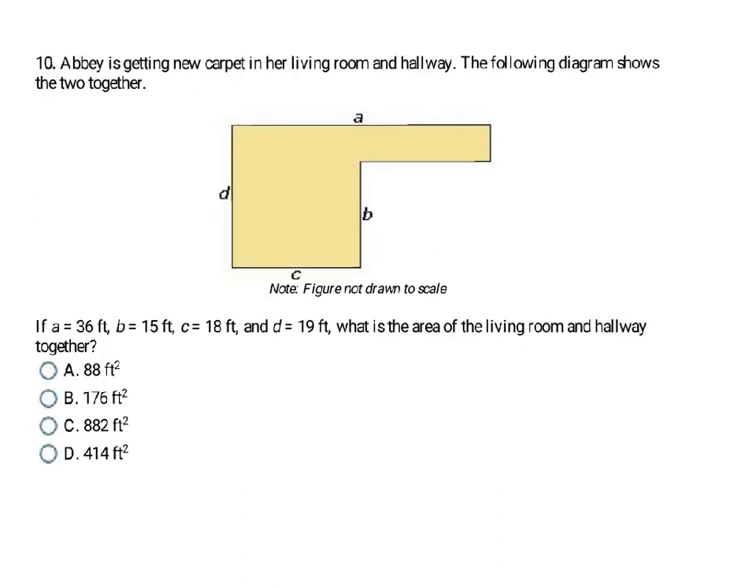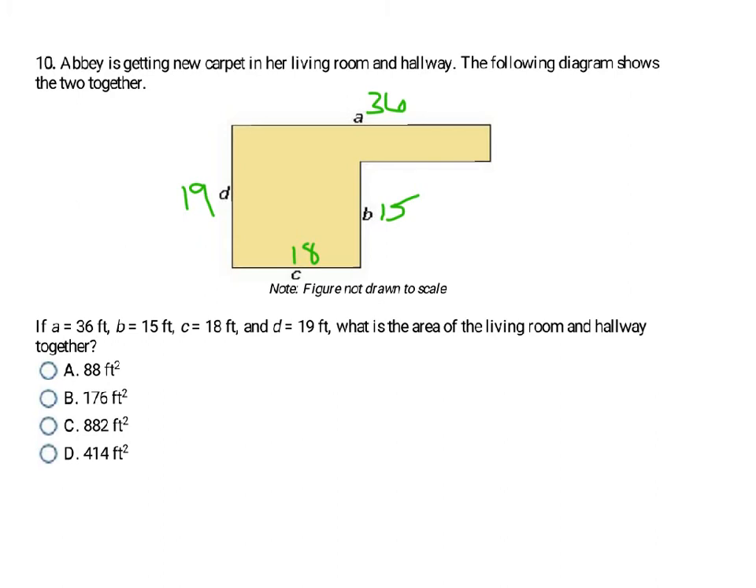So here I have another composite figure, meaning that I have two different shapes together. Here it's going to be two different rectangles. And this problem says Abby is getting new carpet in her living room and hallway. The following diagram shows the two together. So if we know that A is 36, and once again, go ahead and copy this figure down and copy down the side lengths also so you can see it. And that B is 15, and C is 18, and D is 19. What is the area of the living room and hallway together?